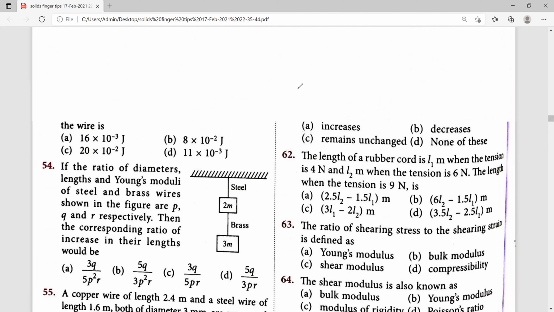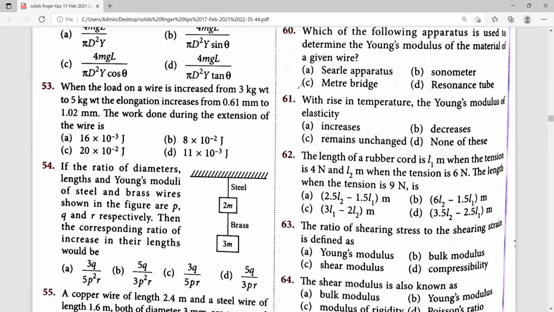So 61st one, it is very easy. Young's modulus of elasticity with rising temperature, what happens? It decreases. For 61st one, B is the right answer.